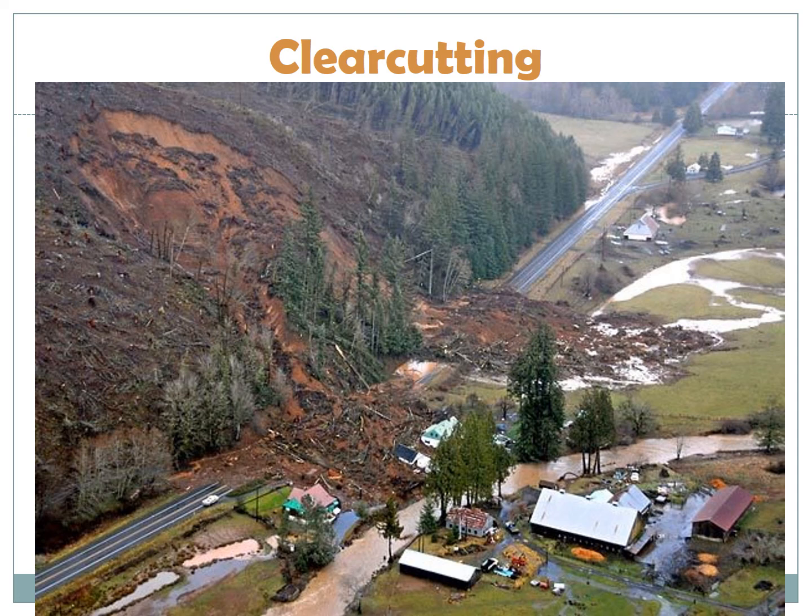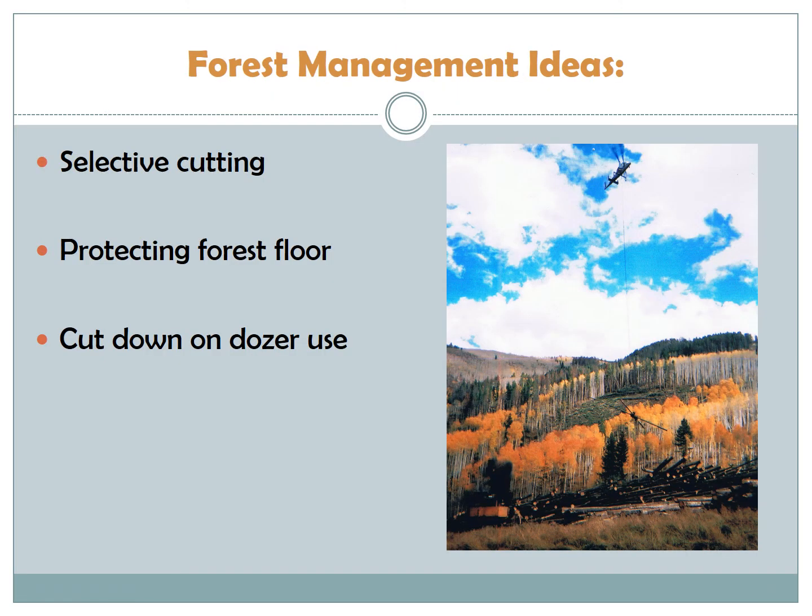See, folks, negative consequences of poor forest management result in loss of human resources, infrastructure, and potentially losses of life. Better management is the way. Forest management ideas include selective cutting, protecting the forest floor, and cutting down on dozer use to help minimize soil compaction.